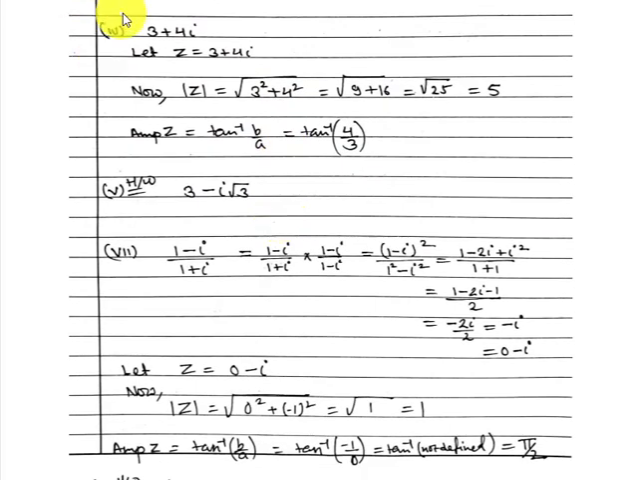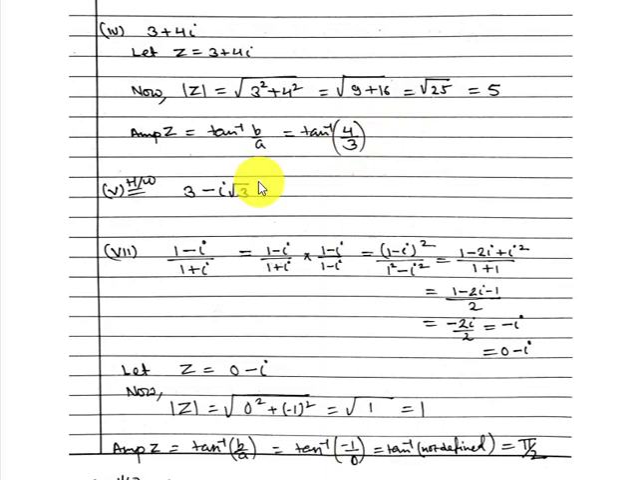Next is 3 plus 4i. This is also in the form a plus ib. So I'm denoting z is equal to 3 plus 4i. Modulus is very easy, square root of a square plus b square, that means 3 square plus 4 square, you get square root of 25, that is 5. Now amplitude of z is equal to tan inverse b upon a, so tan inverse 4 by 3. But till now you have no idea for which angle tan gives you 4 by 3. So no need to proceed, just leave it till here.